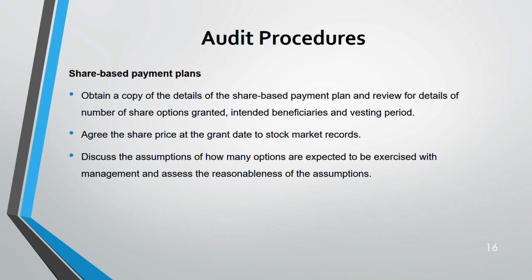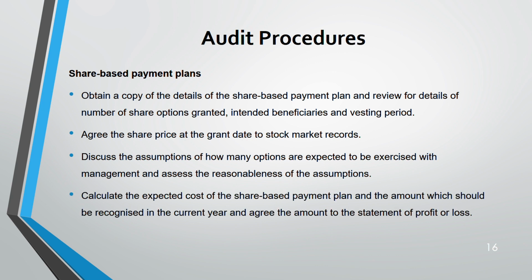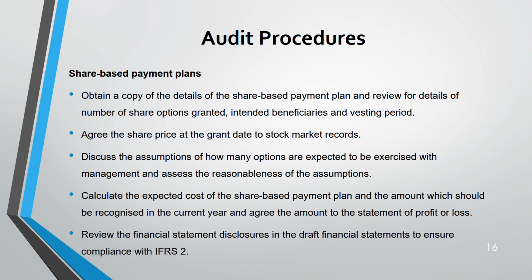Third, assumption. Here also you are making some assumption that you expect that this many options will be exercised. So you have to discuss those assumptions with management and assess the reasonableness of the assumption. Then calculate the expected cost of the share-based payment and the amount which should be recognized in the current period. And agree this to the statement of profit and loss. Why? Because it's an expense, it goes to profit and loss only. That's why you have to agree with the statement of profit and loss, with standard IFRS 2.